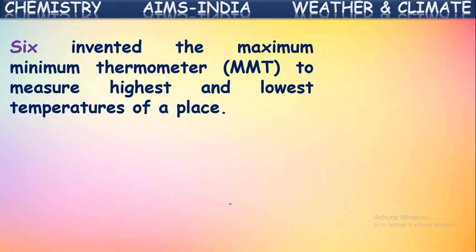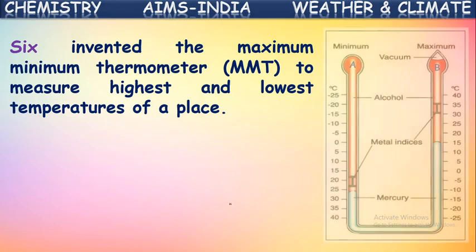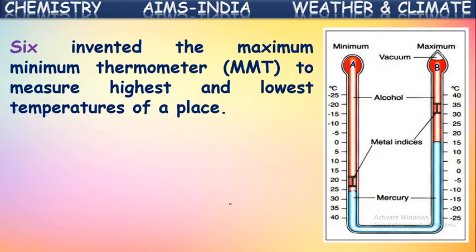Scientist Six invented this maximum minimum thermometer to measure the highest and lowest temperatures of a place. It is the instrument used to measure the maximum and minimum temperatures of a place in a particular time. So it was invented by the scientist Six. See how it is a thermometer. From this, at the same time, we can find both the maximum and minimum temperatures of a particular place in a particular time.